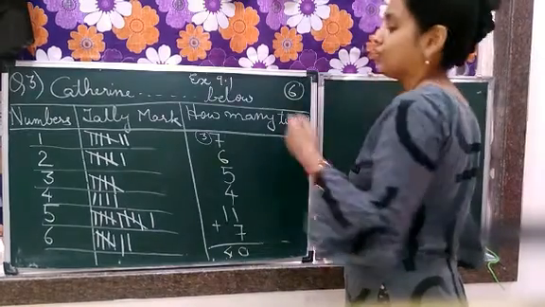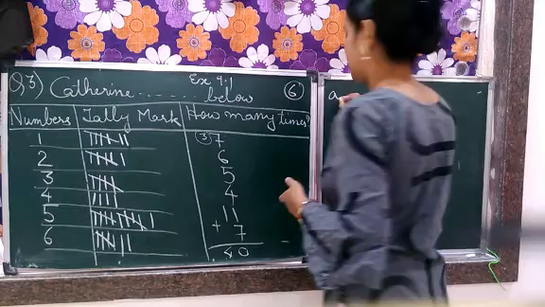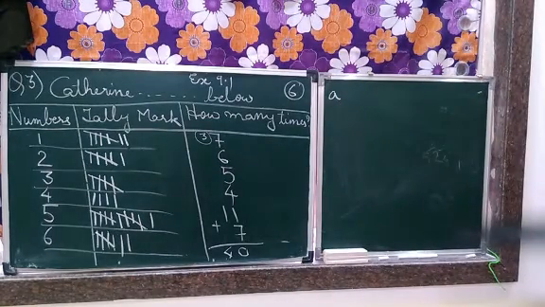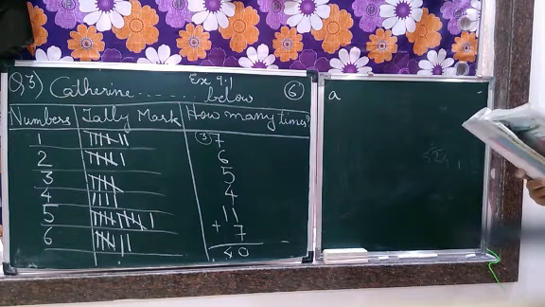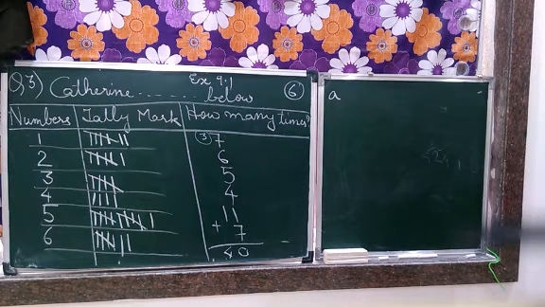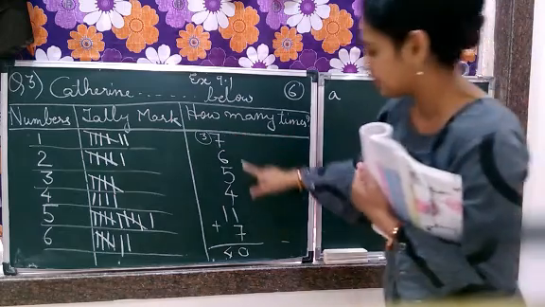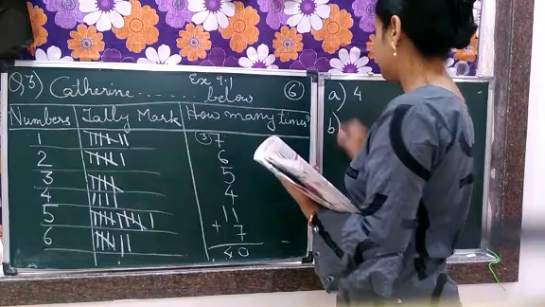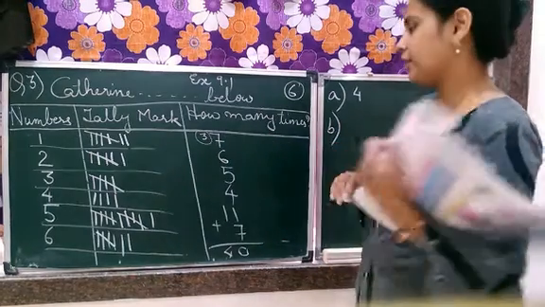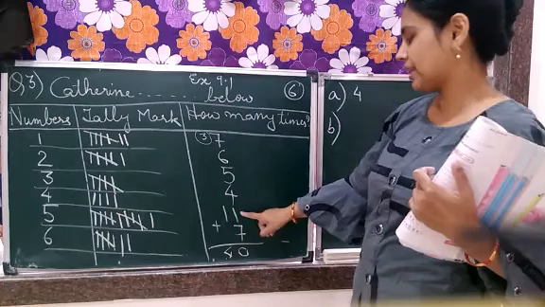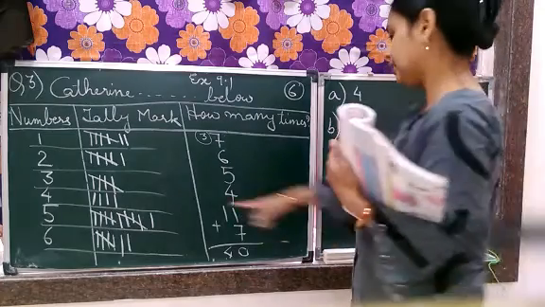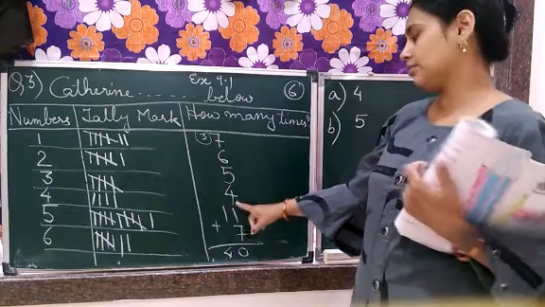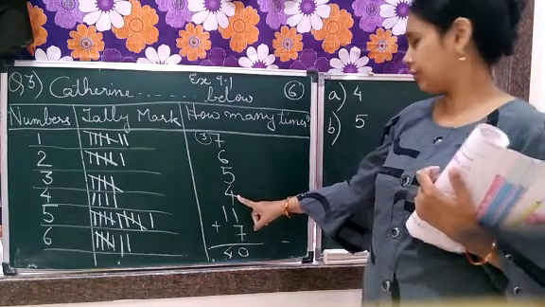Now we are going to answer the questions. Okay, there are certain questions given in the book. The minimum number of times: who's the minimum number of times here? 4. So we are going to write answer A is 4. Then maximum number of times, which is the maximum? The biggest number, 11. That is 5. 5 appeared maximum number of times. 4 appeared minimum number of times.